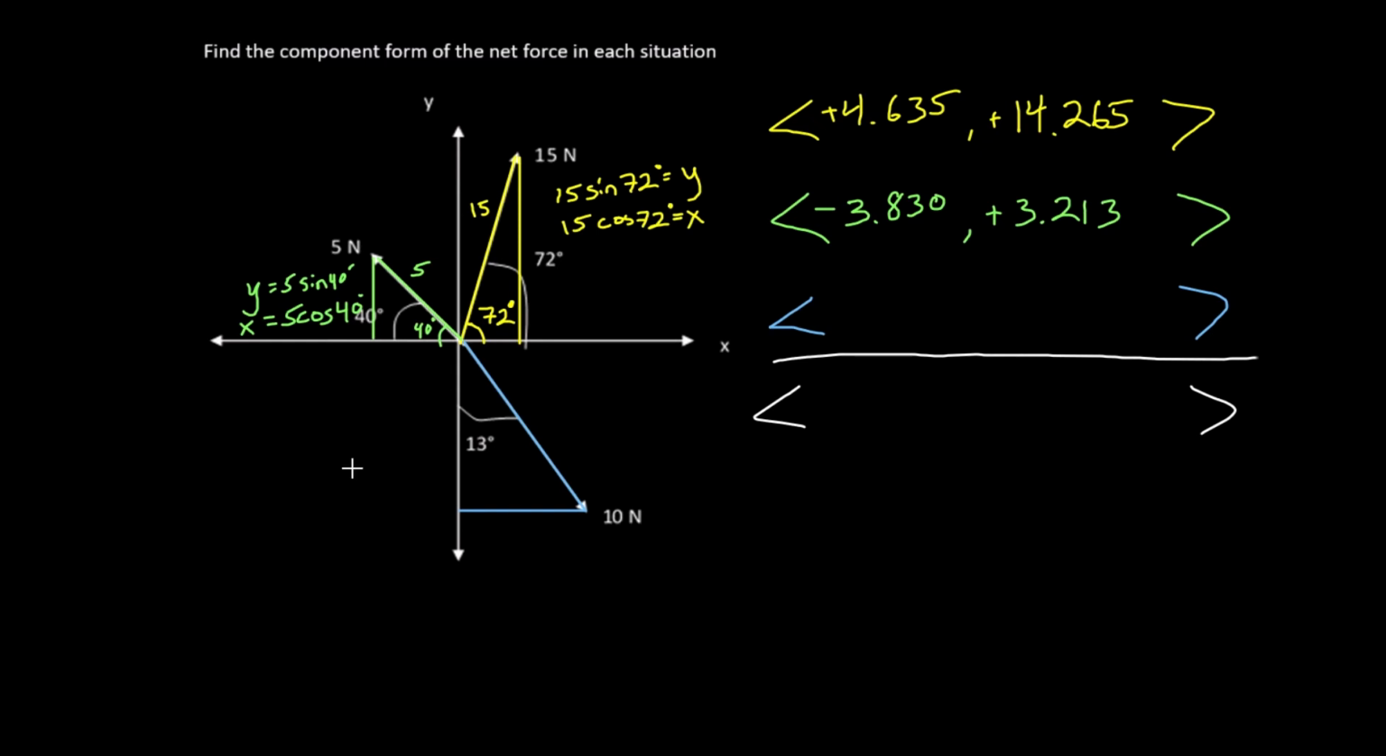Either one works. So let's continue with it this way. I've got my right triangle. What makes this weird, though, is now my opposite side is my x component. So to find my x component, it's the opposite side length. So now we've got 10 sine of 13 degrees. So that's what makes this weird.